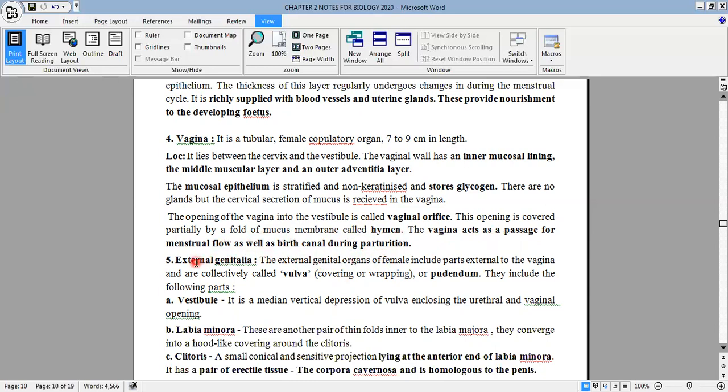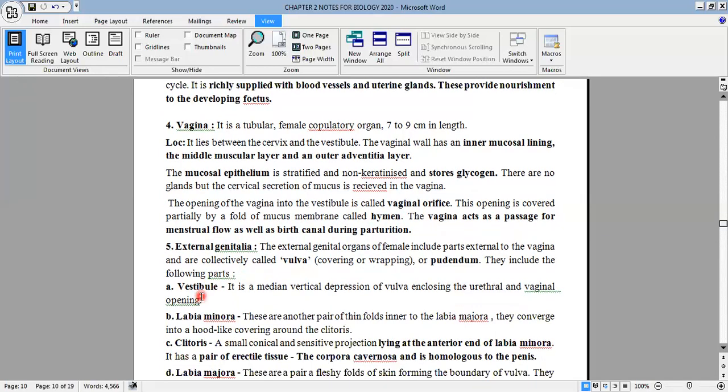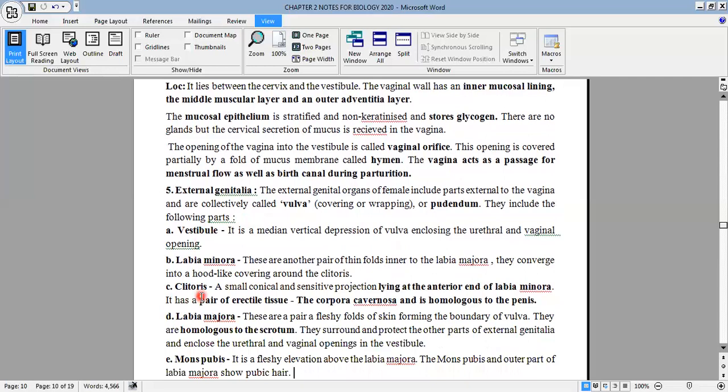Now let us start with the external genitalia. Internal genitalia included a pair of ovaries, a pair of fallopian tubes, the uterus and the vagina. The external genitalia of the female include the external parts to the vagina called the vulva or pudendum. You can just say vulva. It includes the vestibule, labia minora, clitoris, labia majora, and mons pubis.